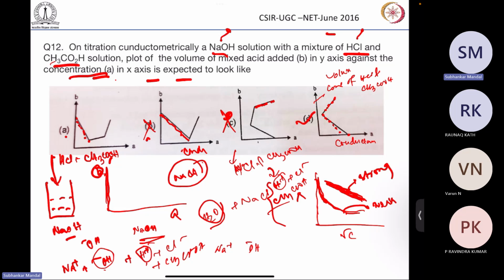Now the question is, why is A or C not happening? Because we are mixing HCl and acetic acid from the top, so whatever solution is there, you are continuously adding to it. In the solution, all three species will be there: H+, Cl-, and acetic acid. It is not the case that initially HCl participates in the conductivity and after that acetic acid participates. So for this reason C and A will not be the answer, D will be the answer. Okay, is it clear?